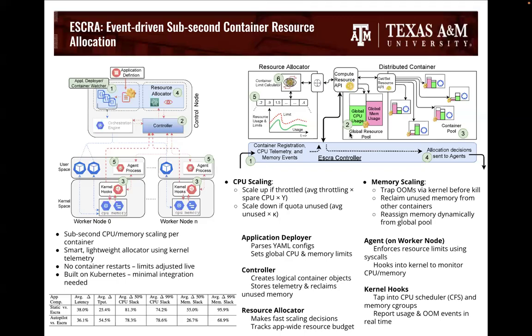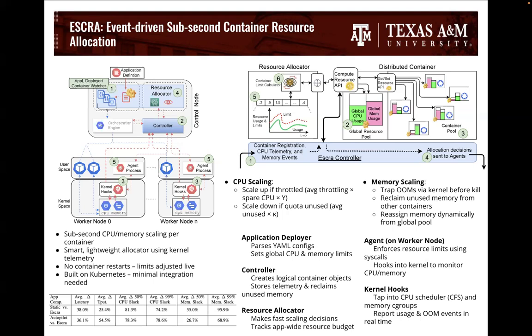Let's begin with a quick reality check. Most modern applications these days run on containers. Why? Because they're lightweight, portable, and make it easy to scale and isolate different parts of an application, whether it's a backend service, a database, or a worker. But here's the catch. While containers give us flexibility, they also create a huge resource allocation problem.